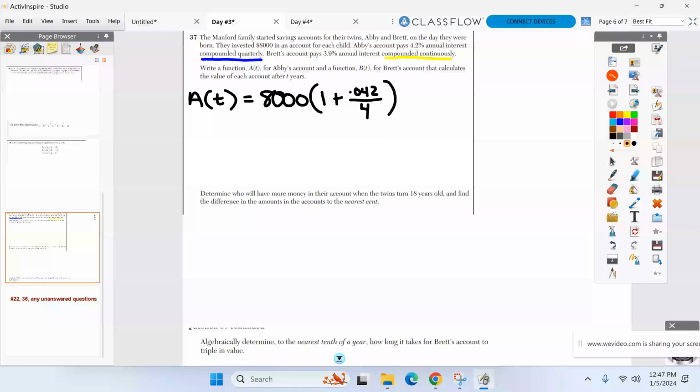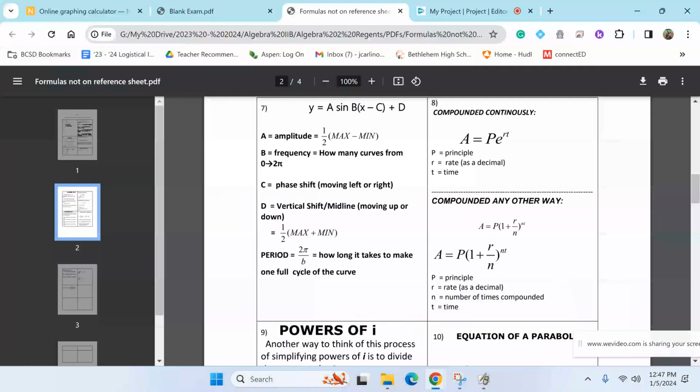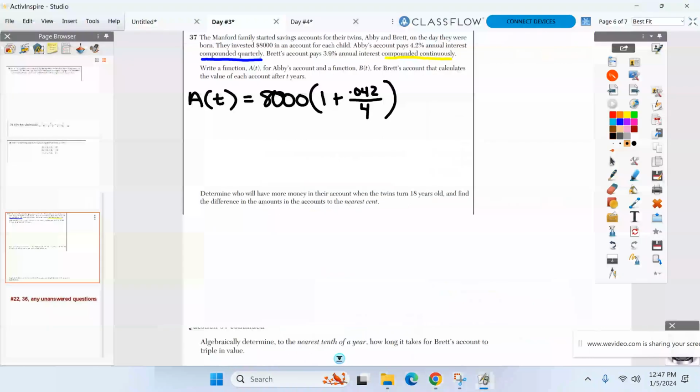All right, and then we raise it to 4. n, the number of times it's compounded times t. So 4t.